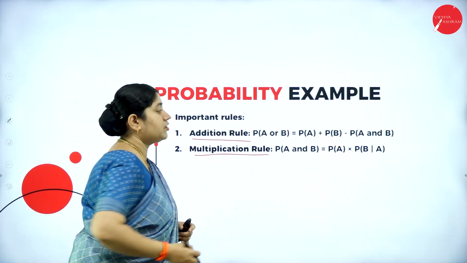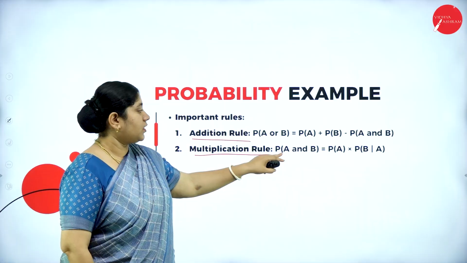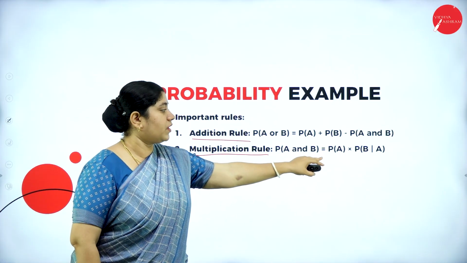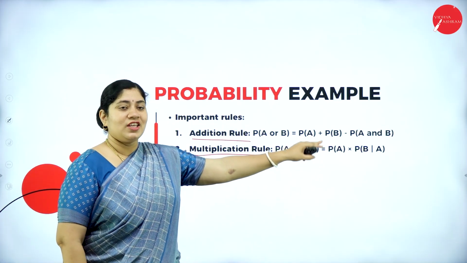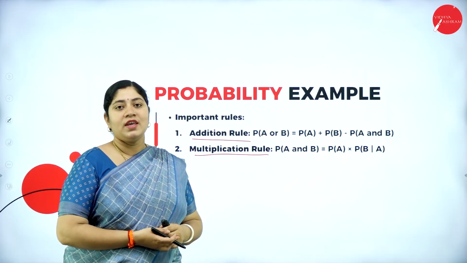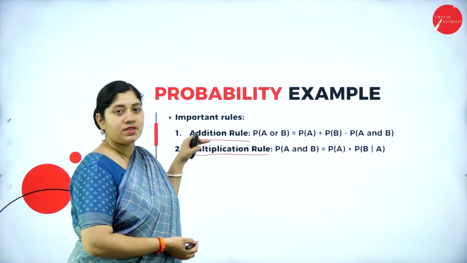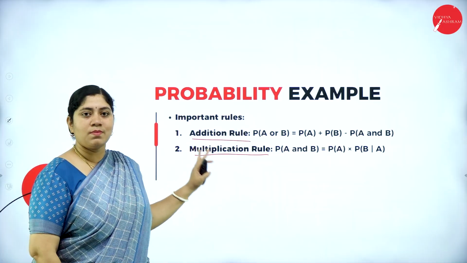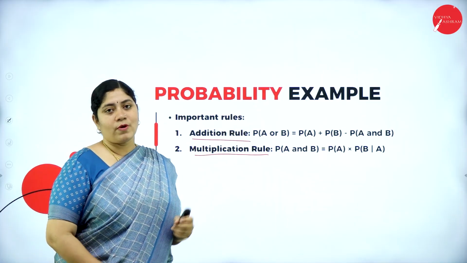Next is the multiplication rule, where we can see that the probability of A and B can be defined as the probability of A into the probability of B intersection A. So this is the addition rule as well as the multiplication rule of probability.